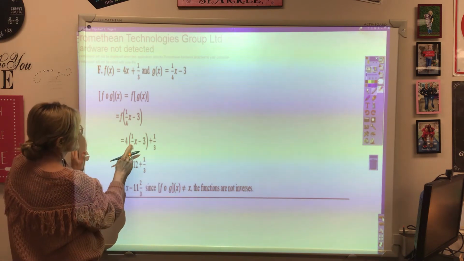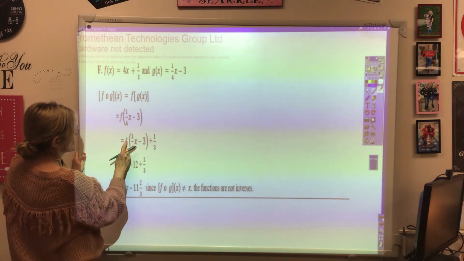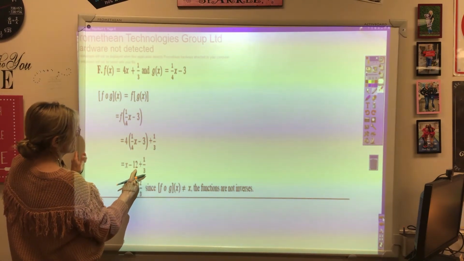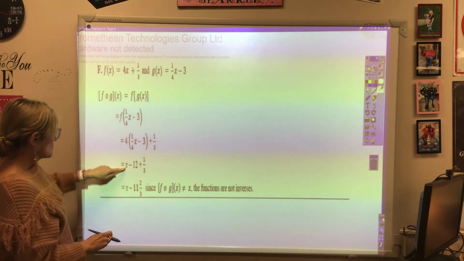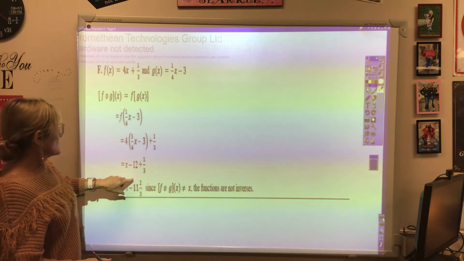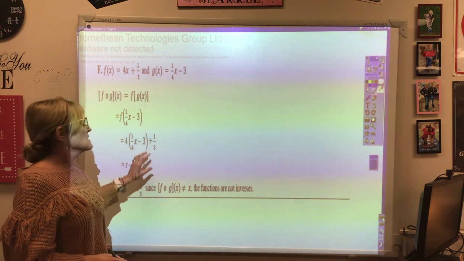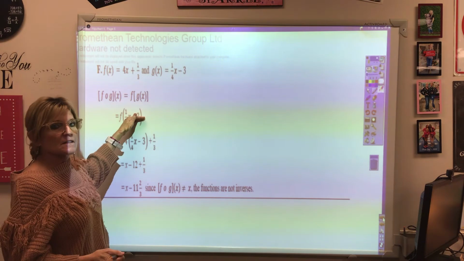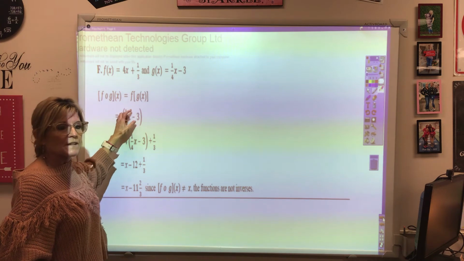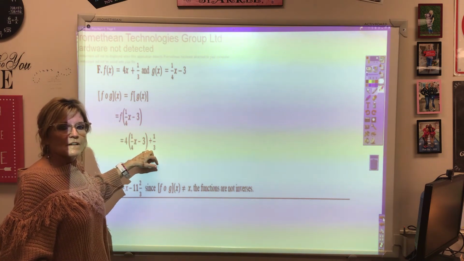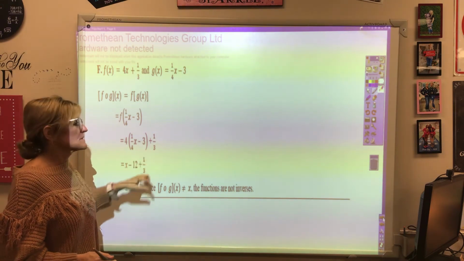When you simplify this, 4 times 1/4 gives you x. 4 times negative 3 gives you negative 12, but you also have plus a 1/3. Since this does not equal x, the functions aren't inverses of each other. So there's no reason to do g of f of x. If f of g of x didn't give us x, then it doesn't matter what g of f of x is, they're still not going to be inverses.